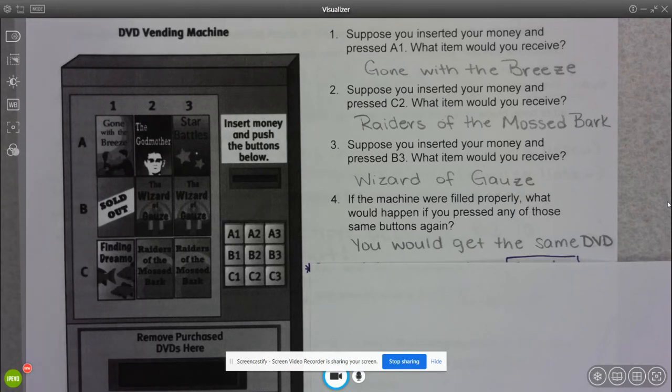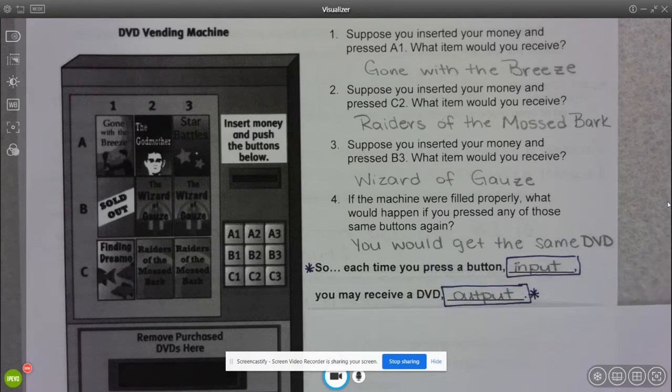So this process of hitting a button and receiving something out of a vending machine actually leads us to some vocabulary for functions. So when we push a button, the buttons themselves are our inputs, and then we receive a DVD, so what we get is our output.